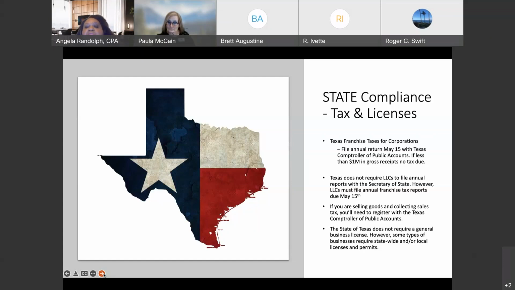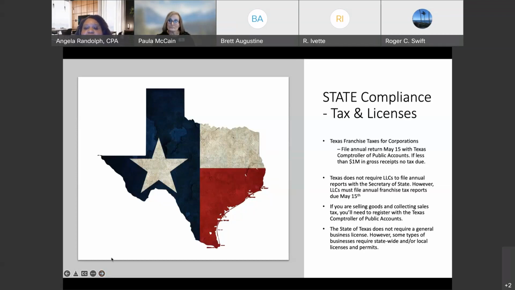Okay, so basically what you're doing is you're collecting on behalf of the state sales tax for things that you are selling to the end user. Okay, and so you have to deposit that sales and use tax on a periodic basis depending on the amount. And they'll let you know what that schedule is based on how much you're collecting in a periodic time frame.